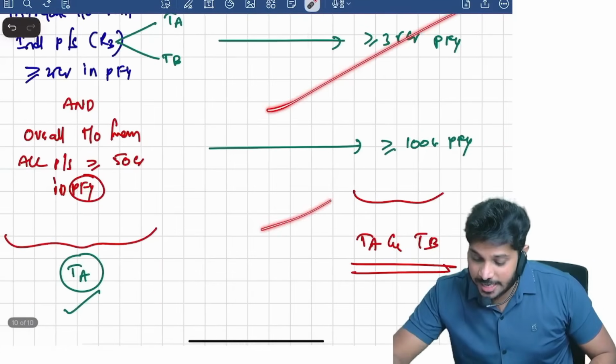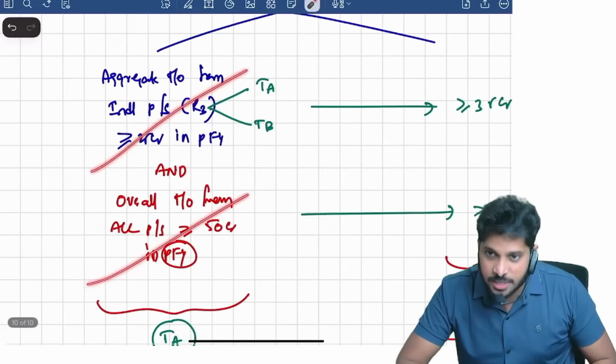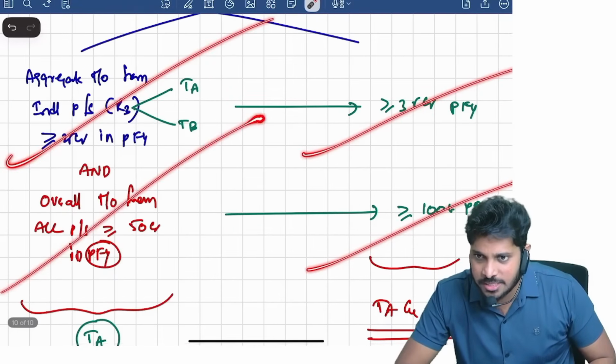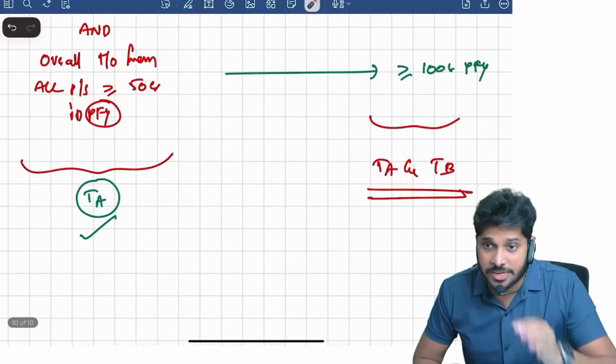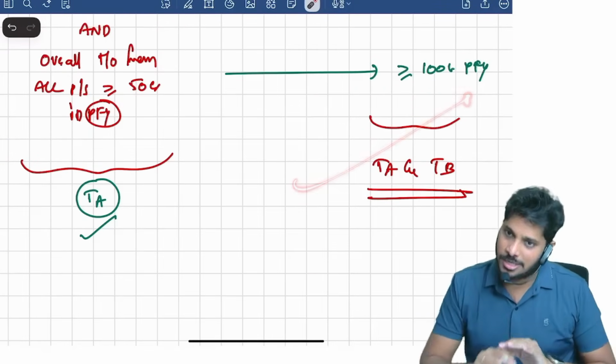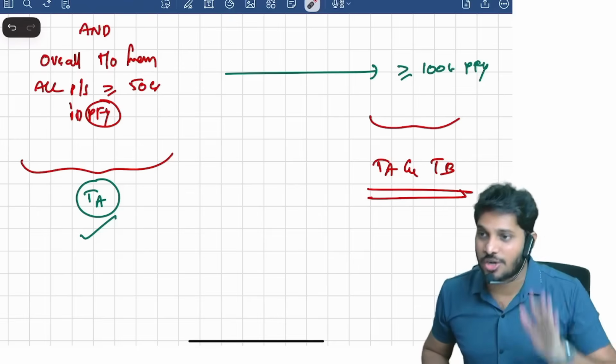Suppose you are directly satisfying this higher limit, automatically you are satisfying the lower limit, right? If you satisfy this limit, automatically you satisfied that limit. So if table B products are liable for audit, automatically table A products are also liable for audit. Simple. That's it. That's cost audit applicability.